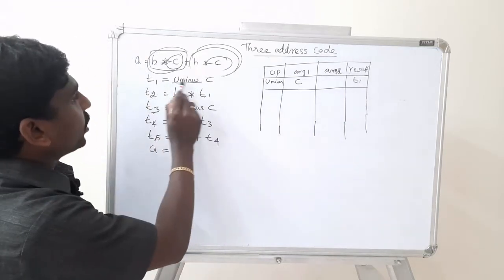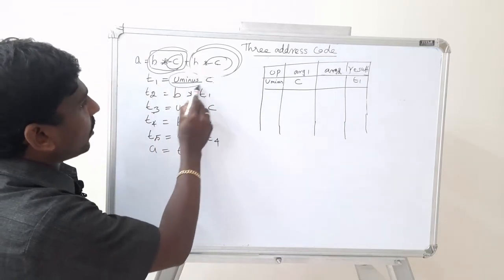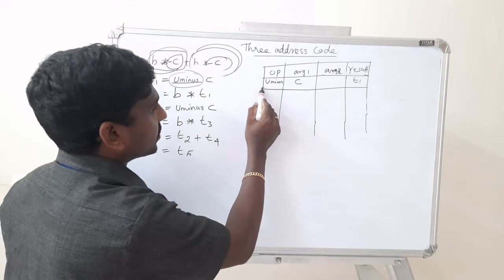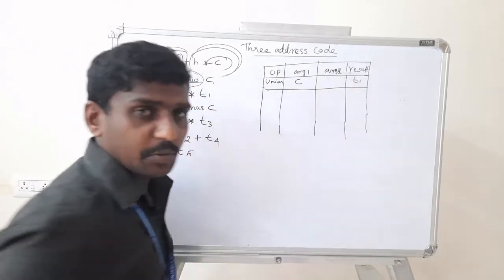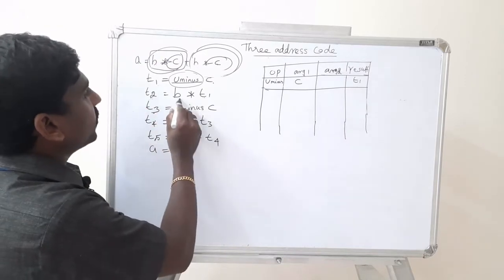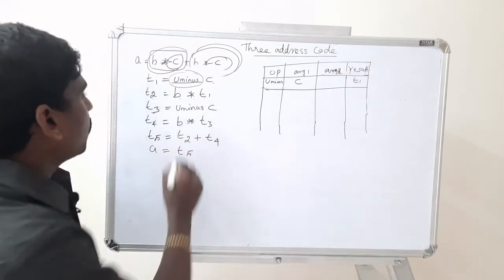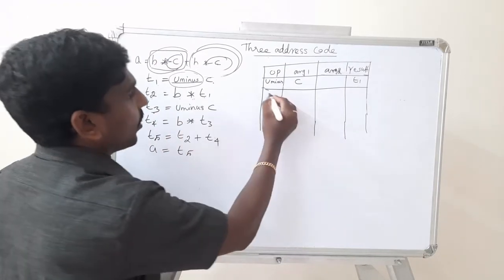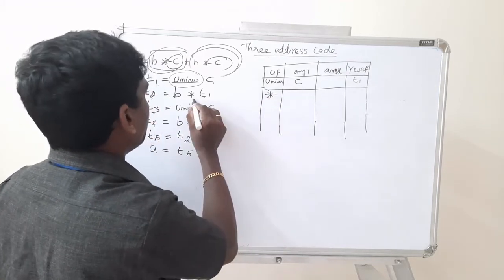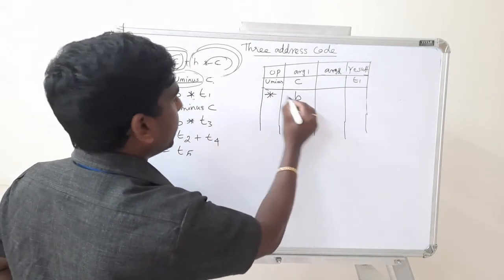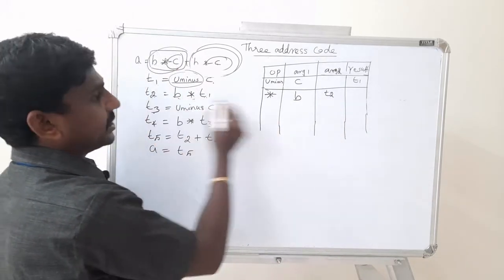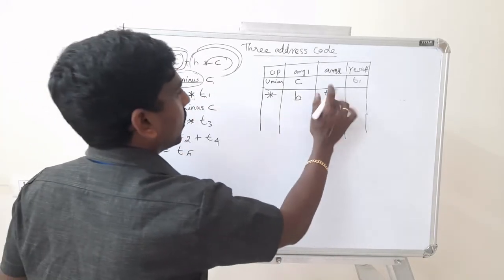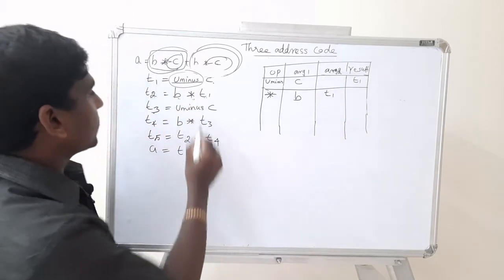T1 equal to unary minus C. So the operator is U minus, argument 1 is C and result is T1. Second one is T2 equal to B star T1. Which one is operator? Star is an operator, so I write star as the operator, argument 1 is B, argument 2 is T1, and result is T2.